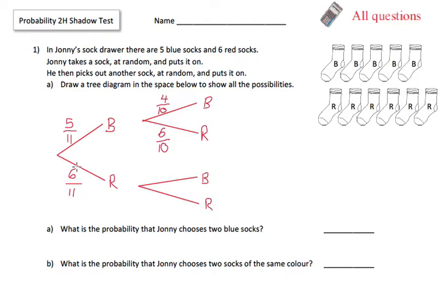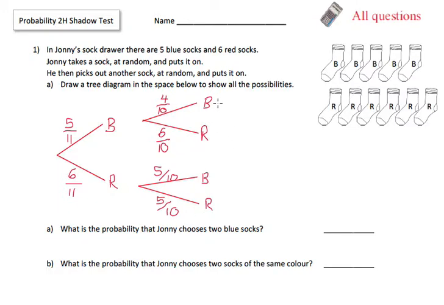Okay, if he chose a red sock the first time, that means that there's still 5 blue ones in the drawer, but there are 10 socks in there altogether. And if he chose a red the first time, that means there's one less red in there, so there's only 5 reds, so the probability he chooses another red the next time is again 5/10.